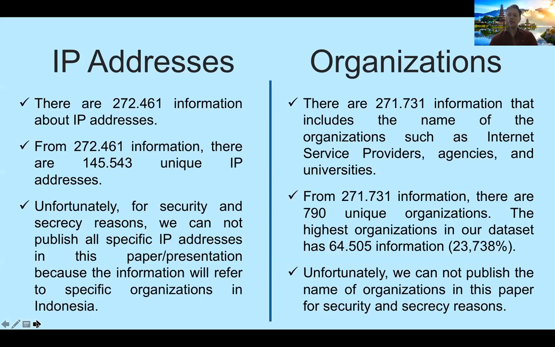For organizations, there are 271,731 pieces of information that include the names of organizations, such as internet service providers, agencies, and universities. From these, there are 790 unique organizations. The highest organization in our dataset has 64,505 pieces of information. It is about 23.7%. Unfortunately, we also cannot publish the name of the organization in this paper for security and secrecy reasons.